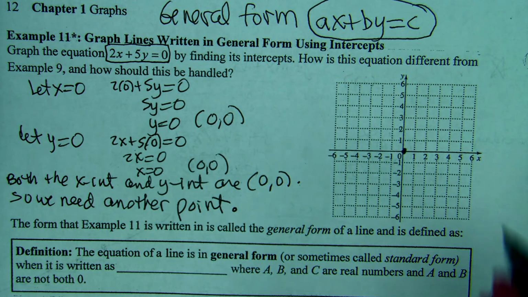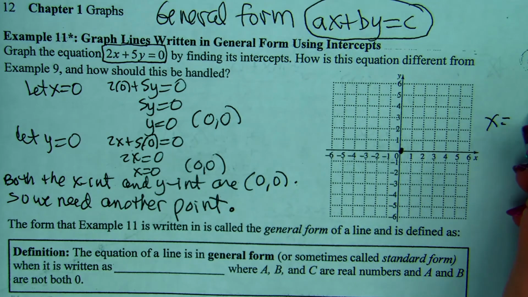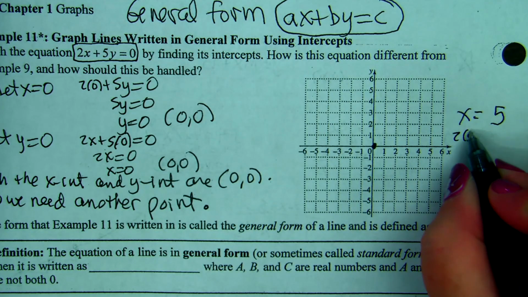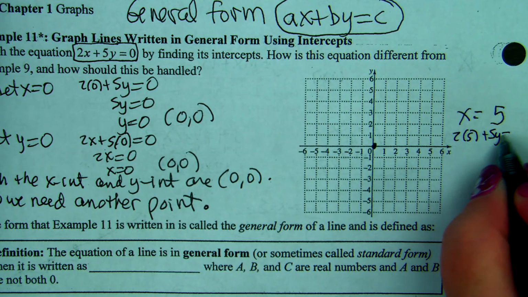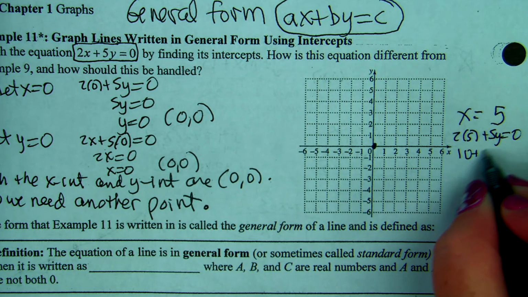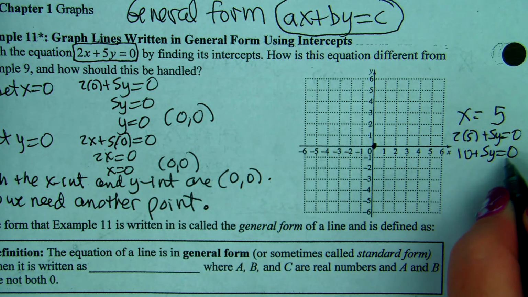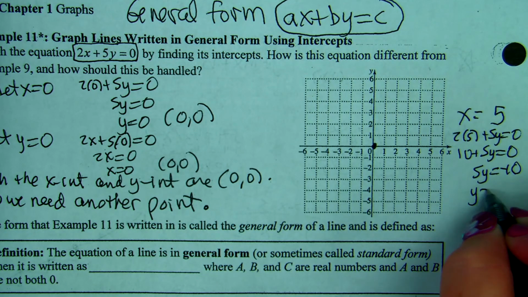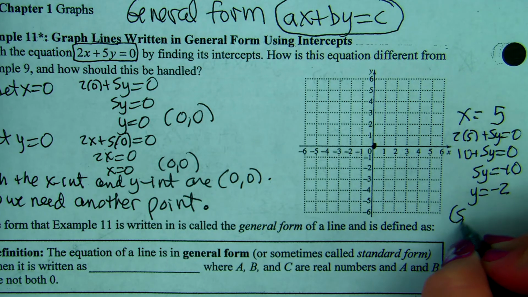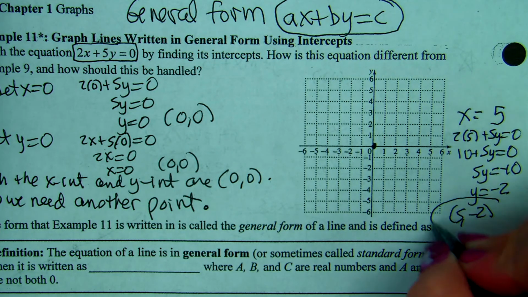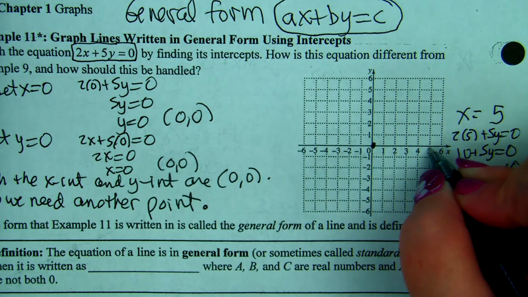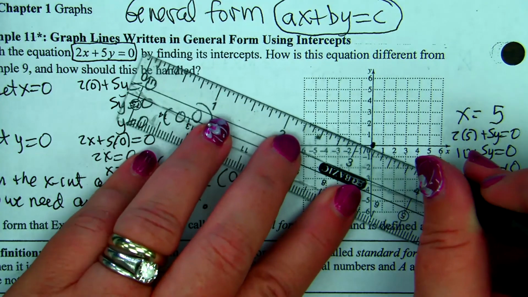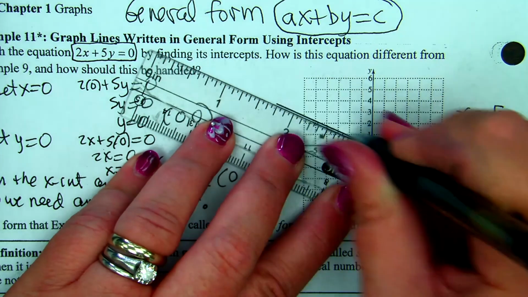So I'm going to pick x equals 5. So 2 times 5 plus 5y equals 0. 10 plus 5y equals 0. 5y equals negative 10. y equals negative 2. 5, negative 2. So you go right 5, down 2. Connect those points, and you have your line.